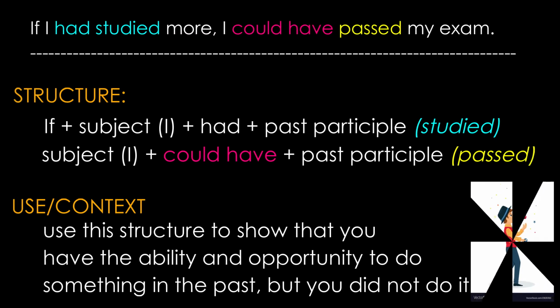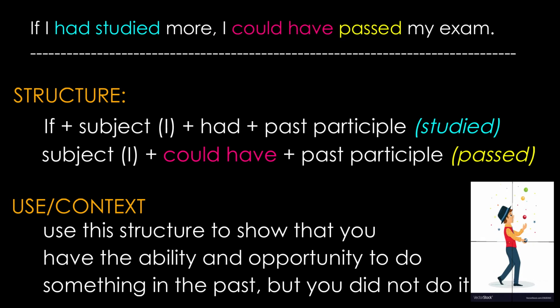We are going to look at the structure, use, and context of the sentence, if I had studied more, I could have passed my exam. The structure of this sentence has two parts. The first part is the if clause. It is called the if clause because it starts with the word if. So the structure goes like this. If plus subject, which is I, plus had, plus past participle. And the past participle is studied.